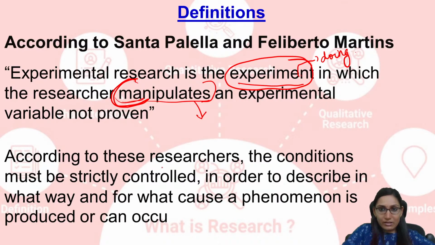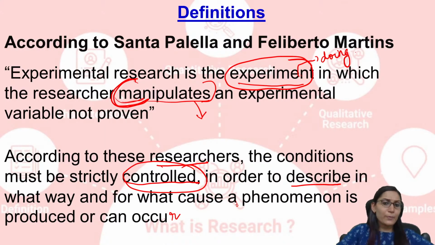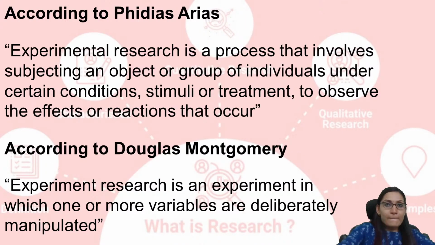Now according to these researchers, the conditions must be strictly controlled. So the research is conducted under strictly controlled conditions in order to describe in what way and for what cause a phenomenon is produced or can occur. Now according to Phidias Arias, these definitions are not important for you. We do not really get a correct definition for experimental research, but to make this concept clear, I have given all these.